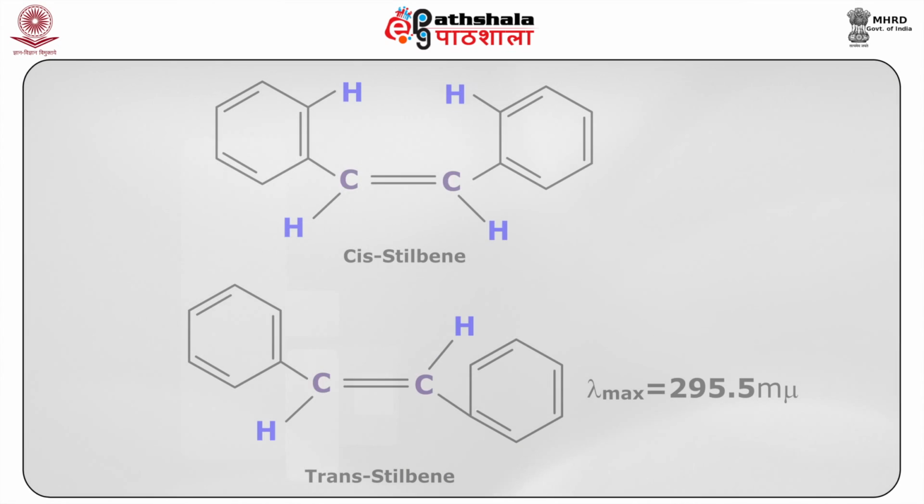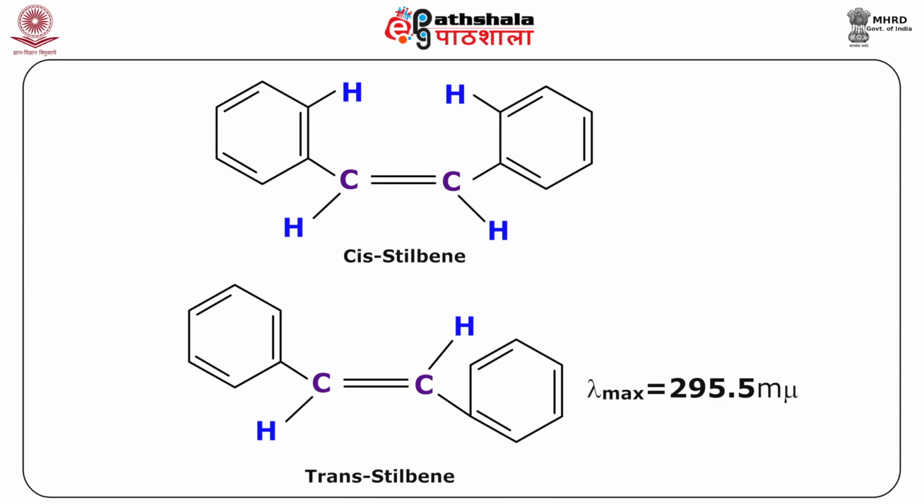Next is the application of UV visible spectroscopy in the determination of configuration of geometrical isomers. The cis geometrical isomer suffers distortion and is forced to be non-coplanar and thus absorbs at a lower wavelength. In comparison, the trans geometrical isomer suffers no such distortion and thus absorbs at a much higher wavelength. You can see in the figure, taking the example of trans and cis stilbene, that the trans isomer absorbs at 295.5 millimicrons, which is higher than the cis.